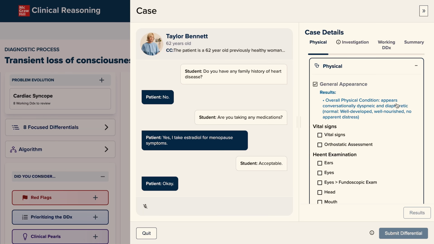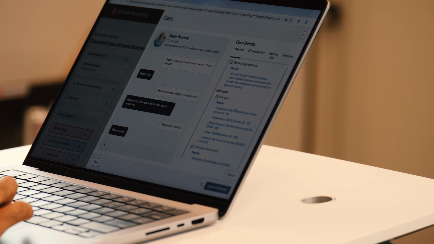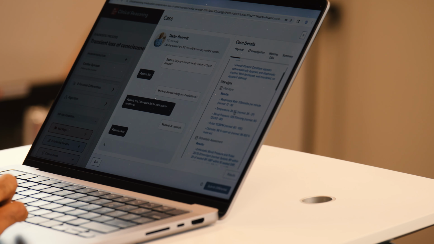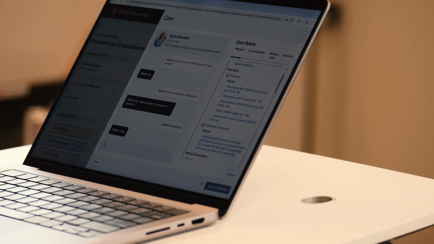So I'm clicking about her physical exam. I just want to see general appearance. Okay, she seems to be generally fine. Respiratory rate of 20, so slightly elevated. Her temperature's normal, so it's probably not an infectious process.